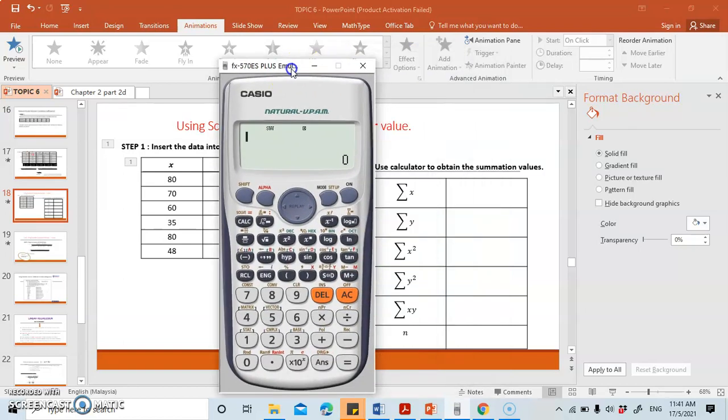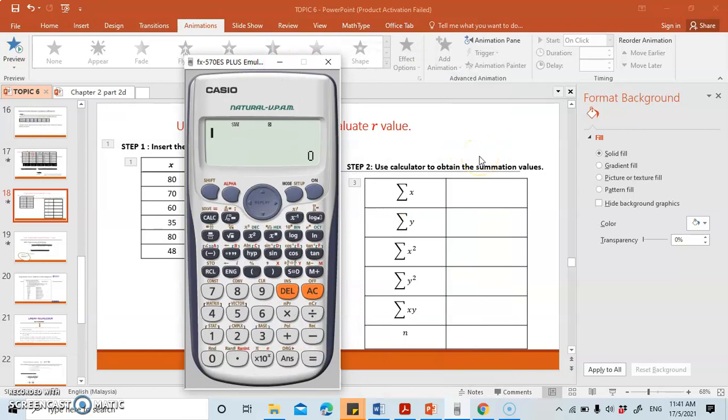The second step is to obtain the summation values from your calculator. Remember, we are finding the R value. In calculating the value of R, we need the value of total X, total Y, total X square, total Y square, total XY, as well as the value of N. So how do we get all these values in your calculator? Press Shift, then press number 1 for stat, then number 3 for the summation values.